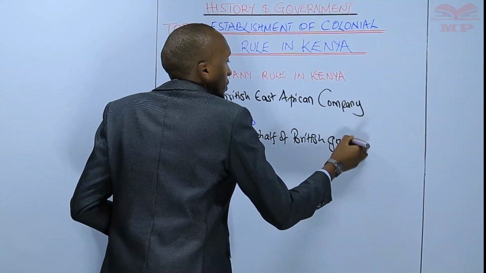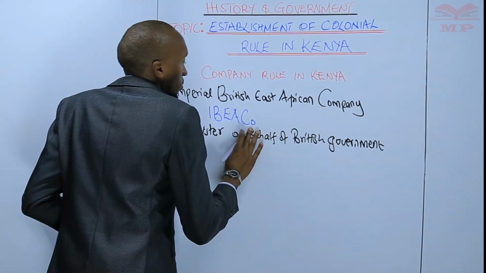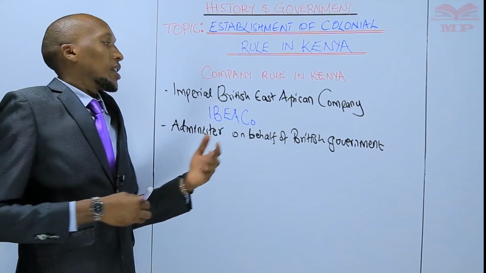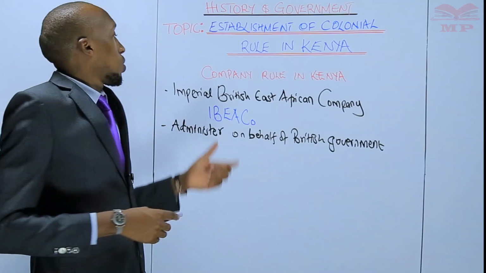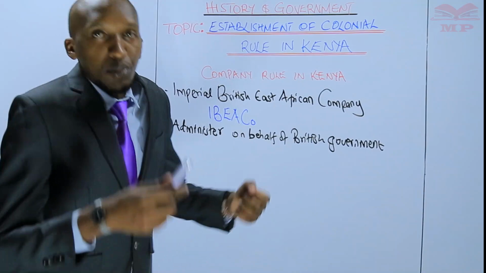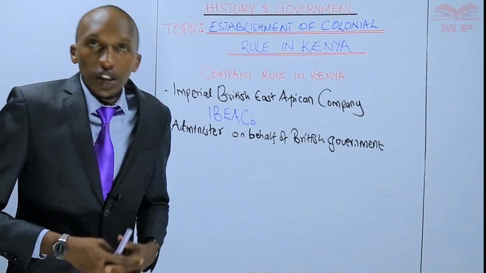They were given this power on behalf of the British government, because it would be so costly for the government to administer the protectorate directly. So the company, the Imperial British East African Company, was given the charter, or the power, to administer or manage Kenya, the British protectorate, on behalf of the British government.